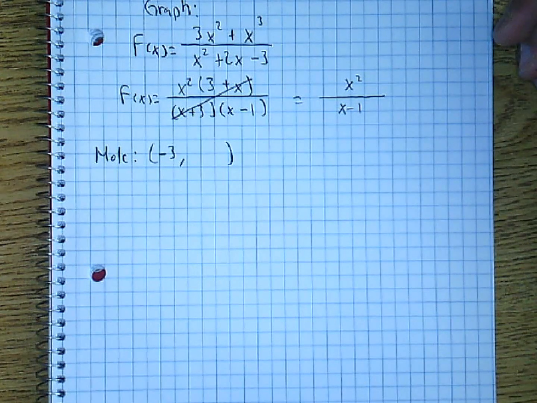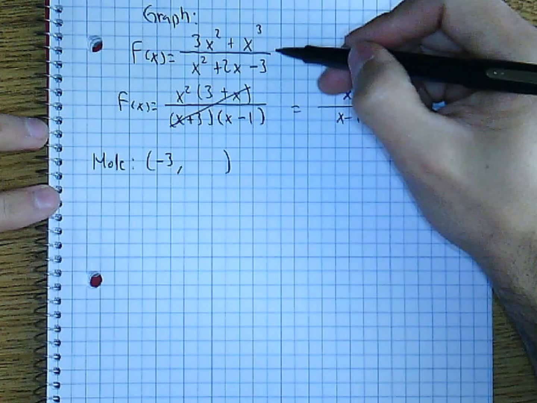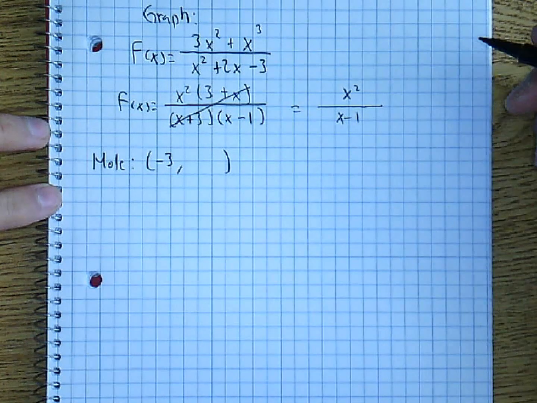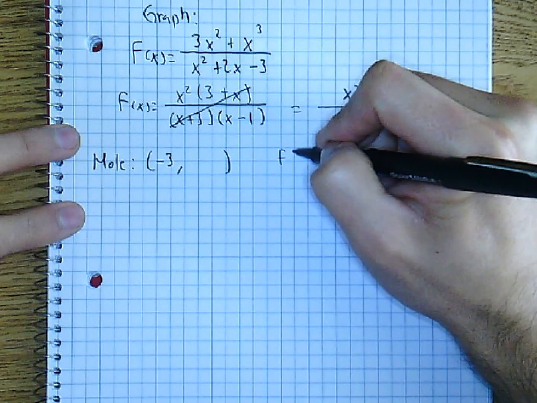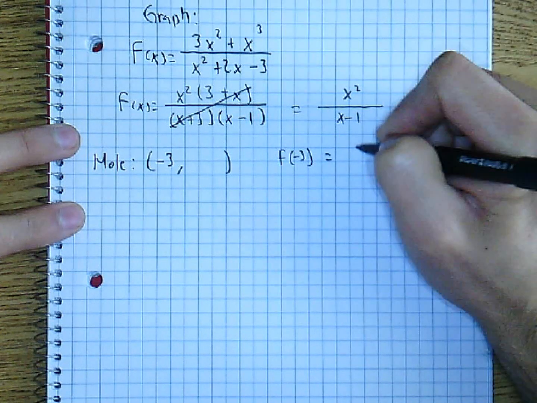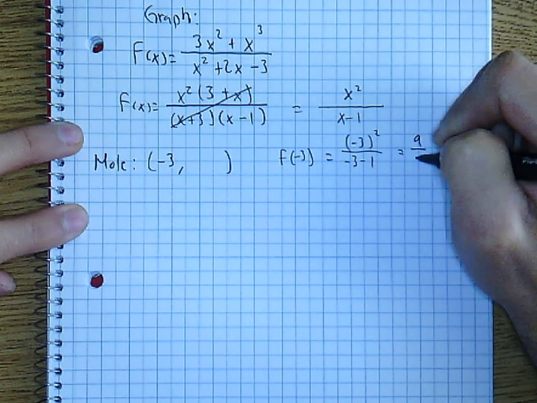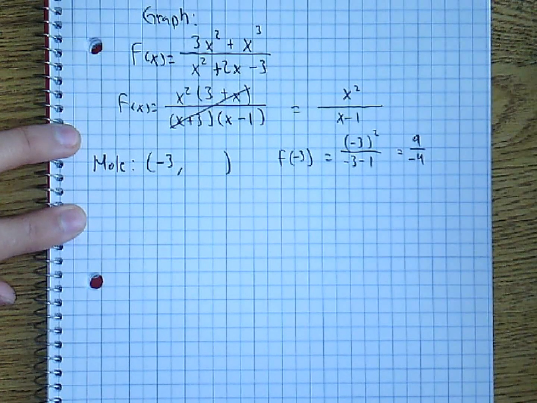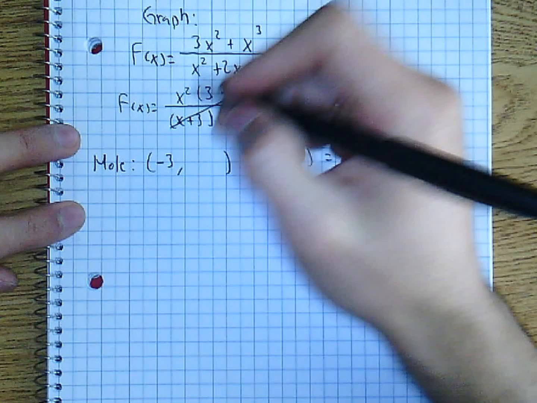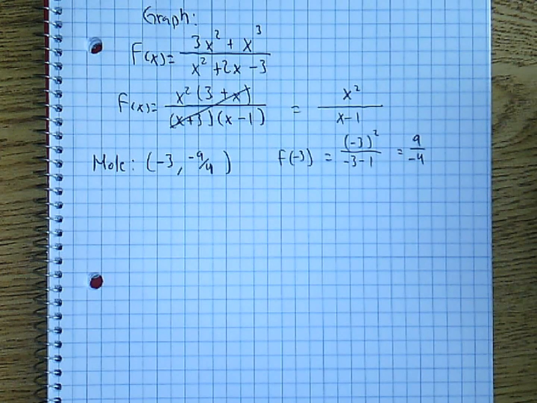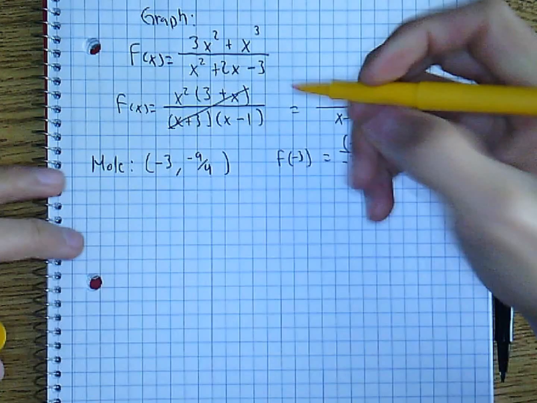When you have a hole, guys, you will utilize the simplified part of the function for the rest of the problem. You will not go back to this. Okay. Based on this, do we have any X-intercepts? And if so, where are they? Set the numerator equal to 0, right? So if I set the numerator equal to 0, x squared equals 0, which means x equals 0.